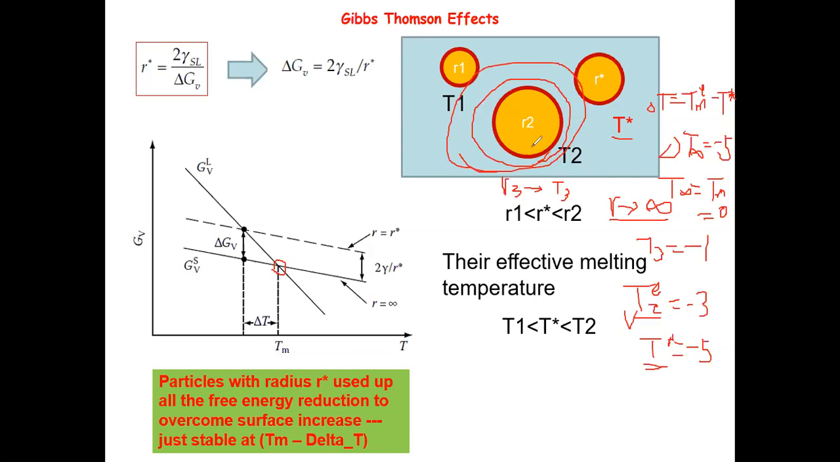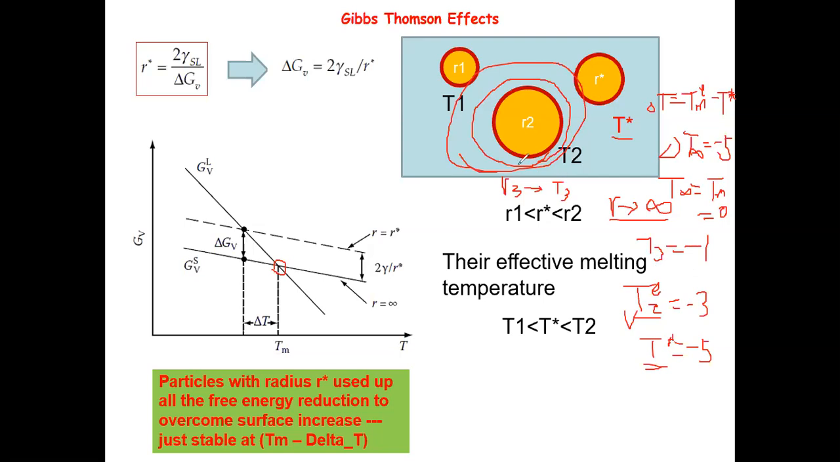Now, when the particle has radius R2, its effective melting temperature is -3 degrees Celsius. So what is the delta T for this particle? +2. Delta T is 2, right? I take -3 plus 5, right? It's 2. This is 2 degrees of supercooling. That makes sense to everyone?